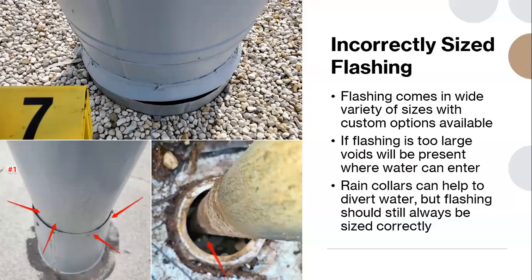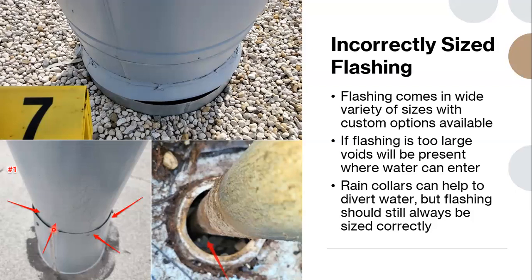So in all of these cases here, you can see that there are pretty significant gaps between the vent or the plumbing stack and the actual flashing. In a case like this, you can tell that it was very close and they just tried to fasten it in and seal it up. However, just close isn't good enough. There are a wide variety of sizes of roof flashing out there with custom options available. So no matter what the size of the penetration that's in place, there is always roof flashing that will fit without there being any gaps present.